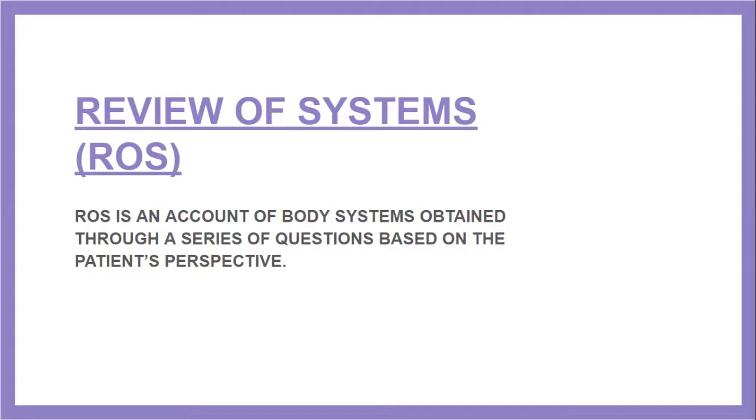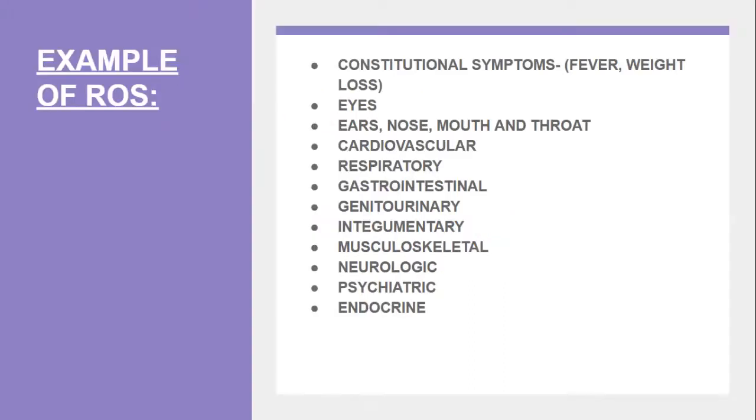Okay, review of systems, ROS. Review of systems is an account of body systems obtained through a series of questions based on the patient's perspective. Some examples of review of systems: constitutional symptoms like fever or weight loss; eyes, ears, nose, mouth, and throat; cardiovascular; respiratory; gastrointestinal; genitourinary; integumentary; musculoskeletal; neurological; psychiatric; and endocrine. Those are all your systems.